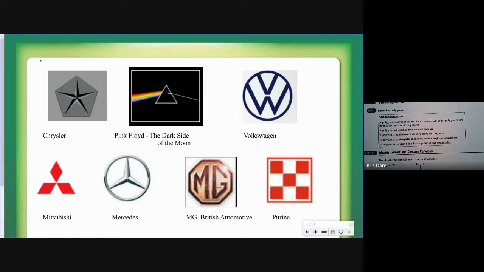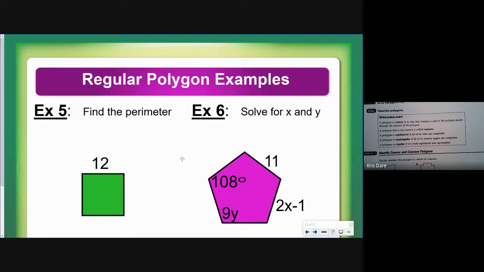This MG British Automotive symbol has a regular octagon on the outside, just like a stop sign. Purina, which is cat and dog food, has squares inside of a square, looking kind of like a dice, but with boxes instead of circles. So pretty common. All right, so what are you going to do with this stuff?